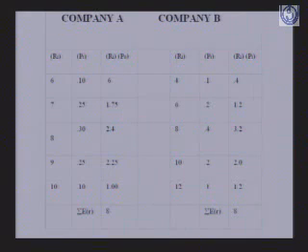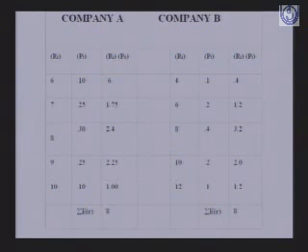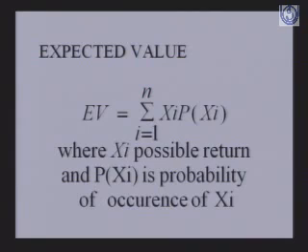Now, in this scenario where we have different expected returns within a range and the probability associated with each expected return, what we do is multiply the expected return with the probability associated with that particular expected return. In this particular case, in the case of company A, we have multiplied 6 by 0.10, and we have got 0.6.